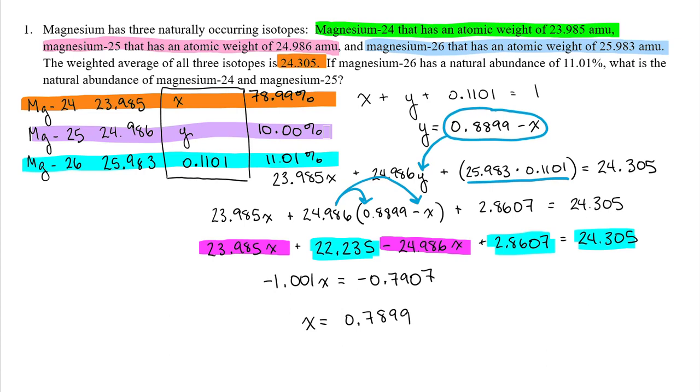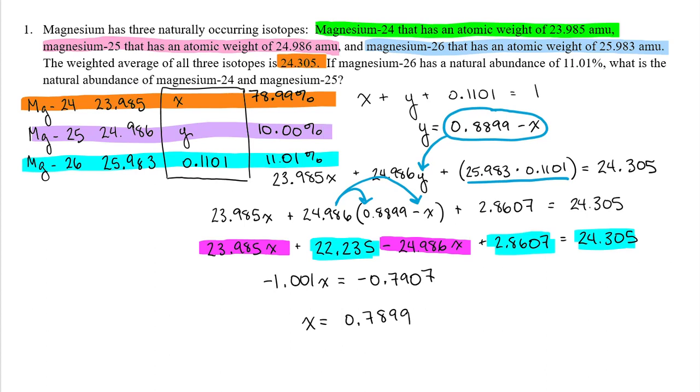Then the second part of this, the other hard part of this, is recognizing how to write a weighted average. The mass of the magnesium-24 times its natural abundance as a decimal, plus the mass of magnesium-25 times its percent as a decimal, plus the mass of 26 times its percent as a decimal. All of that added together gives you the overall weighted average.